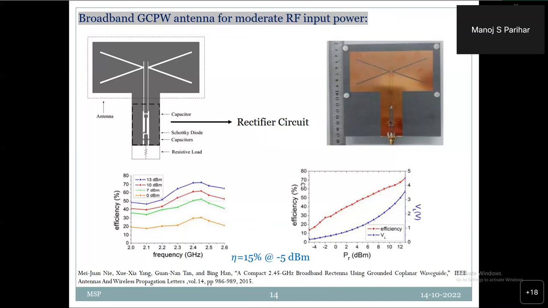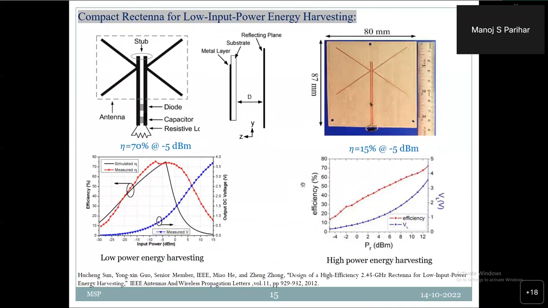So you need to modify your antenna in such a manner that it can harvest energy at low input power levels also. The same kind of antenna is published by other authors, but they have used a reflective plane. In this case, your antenna will be more directive, so it can harvest more energy from a particular direction. The concept is very simple: your antenna has now become more directional to get RF energy from the particular direction. If you see here, at minus 5 dBm, which was earlier around 15%, now using this antenna the conversion efficiency of around 70% is drastically improved at low power level, right? So this can be used to harvest energy when we have low input RF power.